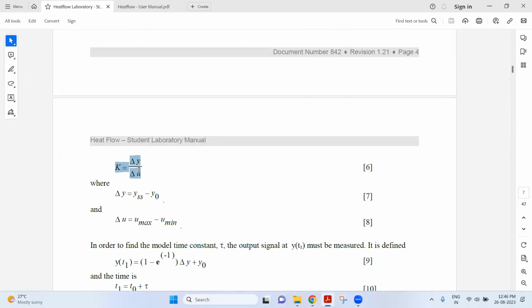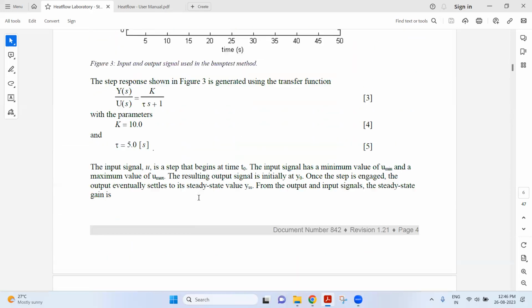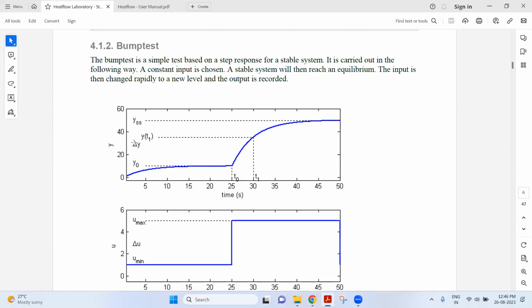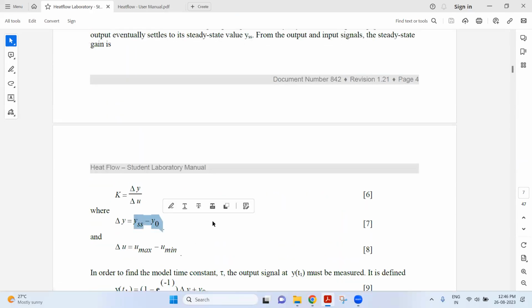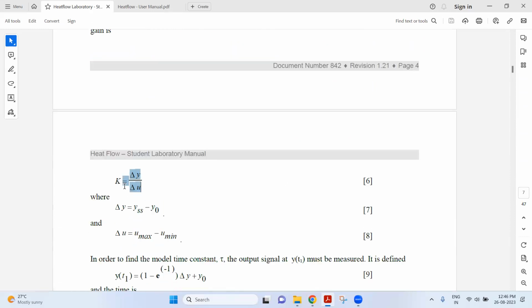They have represented it as output by input. K is equal to output by input. They have given it as delta y and delta u. Now what is delta y? Look here. This is the output, right? This is delta y, maximum minus minimum. So maximum means Yss minus Y0. Look here, Yss minus Y0. Done. Now delta u. What is delta u?